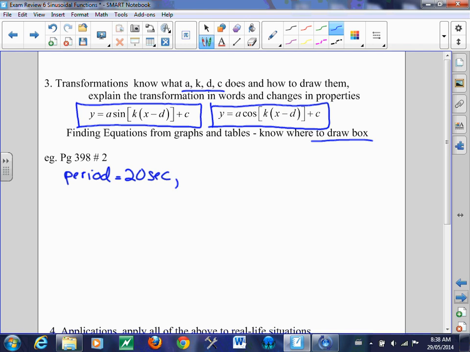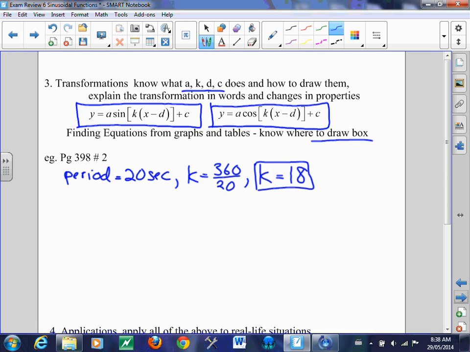That will allow us to then, if we want to describe the transformations, relate that to K, because K equals 360 degrees divided by the period, which is 20. So what we're finding out, guys, is that K equals 18. There's one piece of the puzzle.